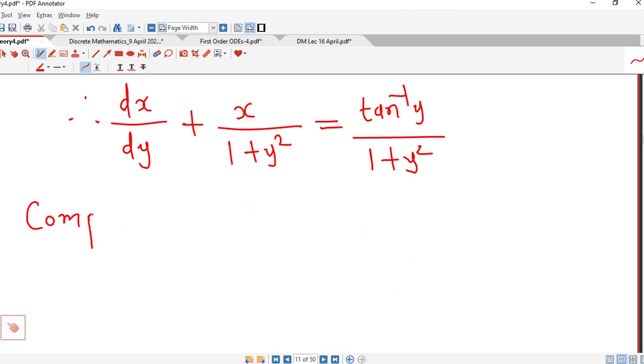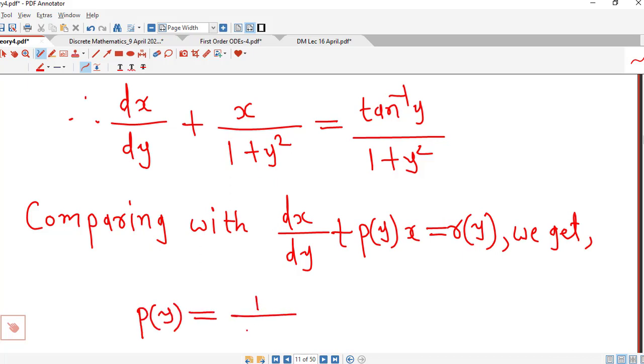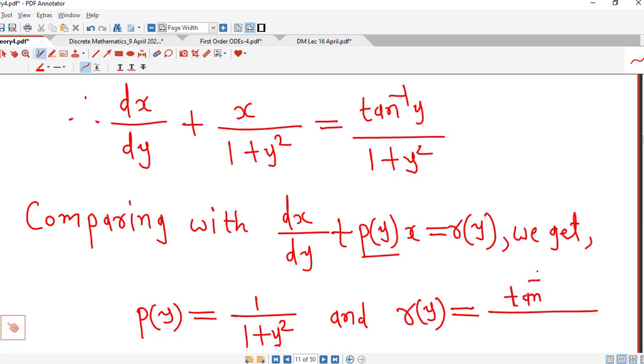This is linear if we consider x as the dependent variable. So we compare this with dx by dy plus some function of y into x equal to some other function of y, and we get P(y) is nothing but 1 divided by 1 plus y square. Here the coefficient of x is P(y), which is 1 over 1 plus y square, and R(y) is tan inverse y over 1 plus y square.